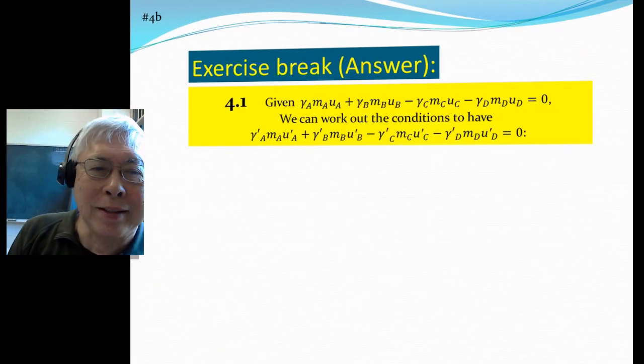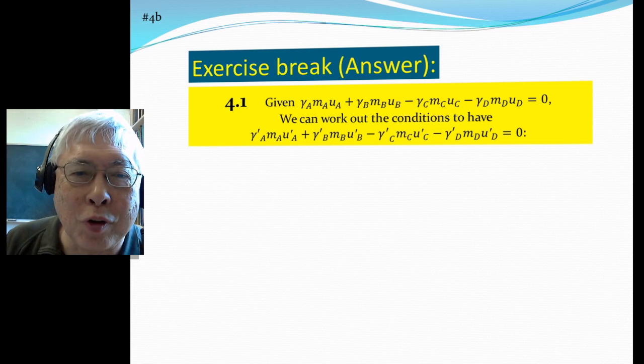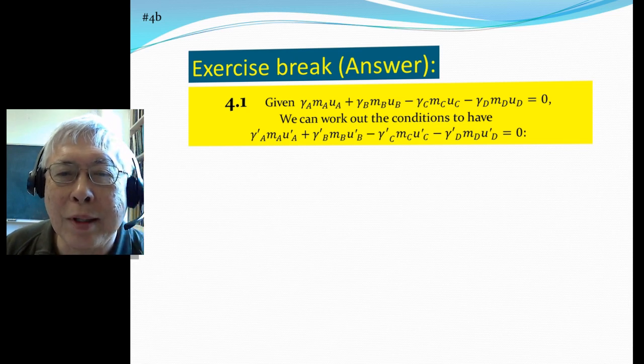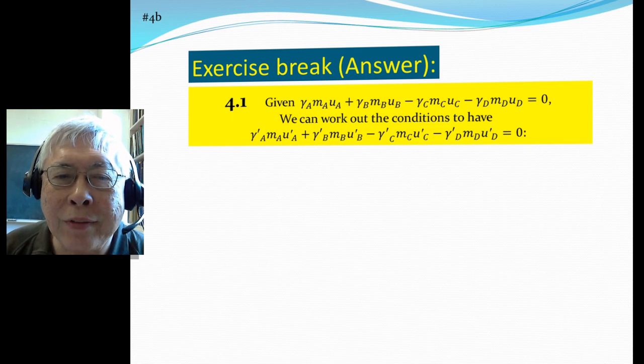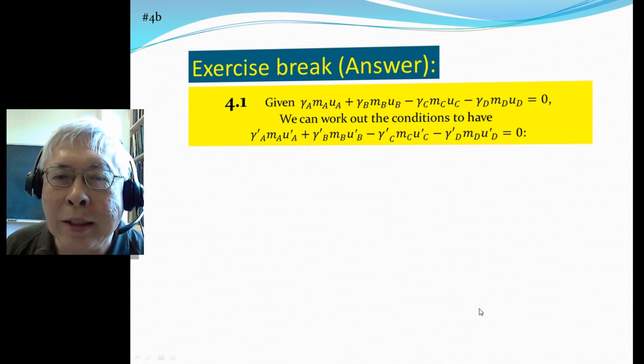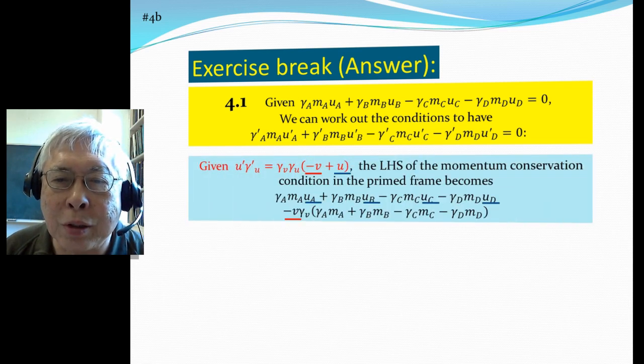Okay, we're back to the second half of lecture number 4. First, let me answer the break exercise, talk about energy momentum conservation. Basically, we're saying that given you have the relativistic momentum conservation in one frame, then for this same condition to hold in a moving frame, a primed frame, not only do you need the original momentum conservation condition, but it must also include the relativistic energy conservation.